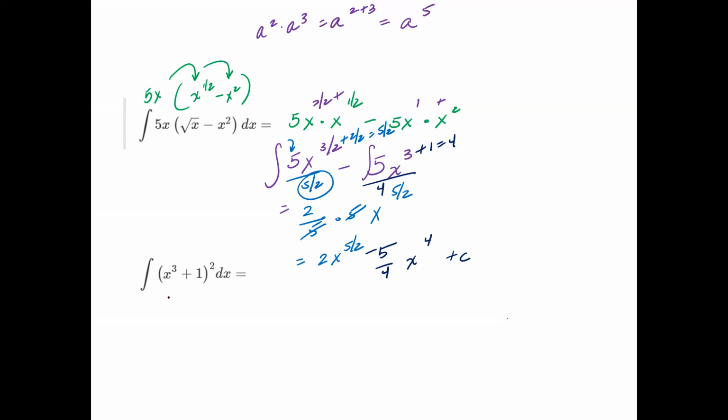What you're going to do with this one is FOIL this before you find the integration. If you were to FOIL this, it's going to give you x to the 6th power plus 2x to the 3rd plus 1. And then you can just go ahead and integrate this using the simple reverse of the power rule.